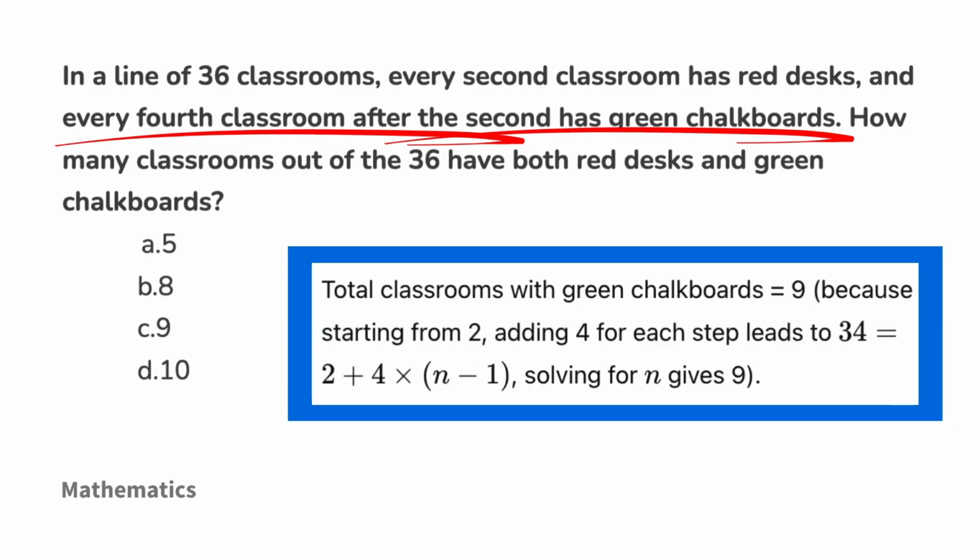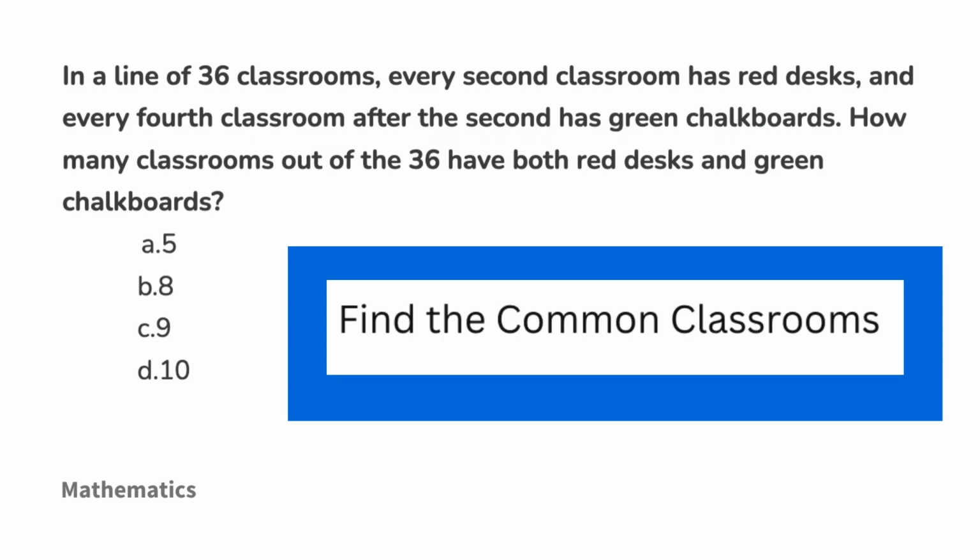All right, and this forms the sequence where we can see that we are adding 4, and now we need to find the common classrooms. So we have found the red desks and the green chalkboards. Now we need to find what's in common, because the question that we're solving for reads, how many classrooms out of the 36 have both red desks and green chalkboards? In order to do this, we'll need to find the common elements in the two sequences. Again, red desks and green chalkboards. Common classrooms will have numbers that are multiples of both 2 and 4.